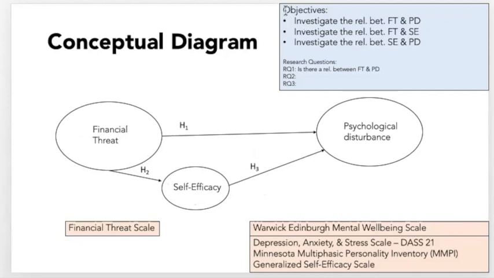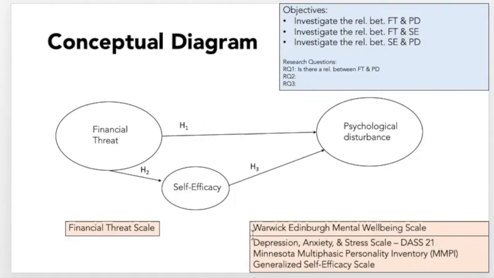Now, overall, I have 3 objectives for my study. What are my objectives? First one is to investigate the relationship between financial threat and psychological disturbance. The second one is to investigate the relationship between financial threat and self-efficacy. And the third is to investigate the relationship between self-efficacy and psychological disturbance. You get what I'm saying?